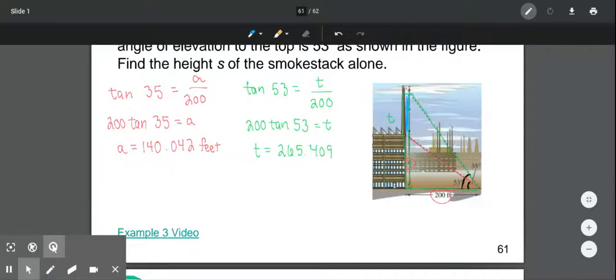If we want just the smokestack, so just this part right here, we have to take our whole total, the 265.409, and subtract the building, the 140.042. That would just give us the smokestack. So we get that the smokestack is 125.367 feet.